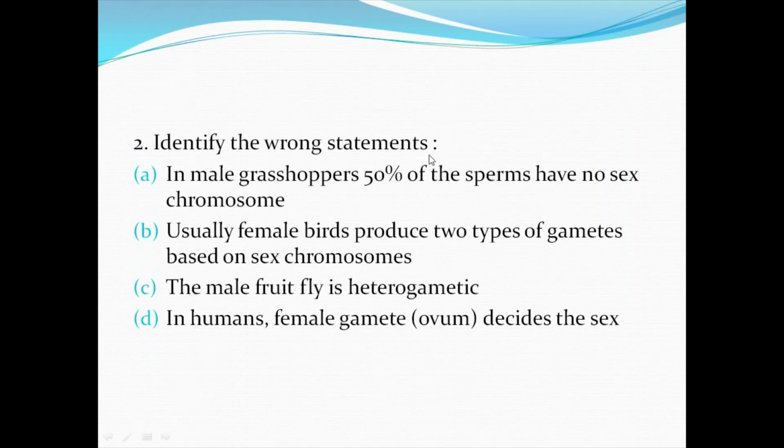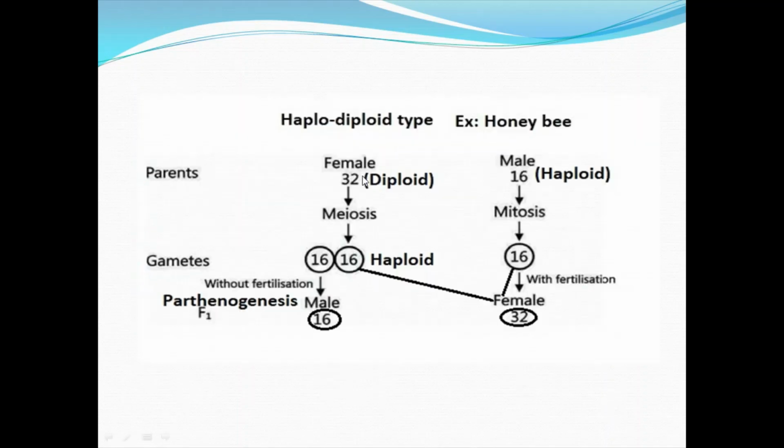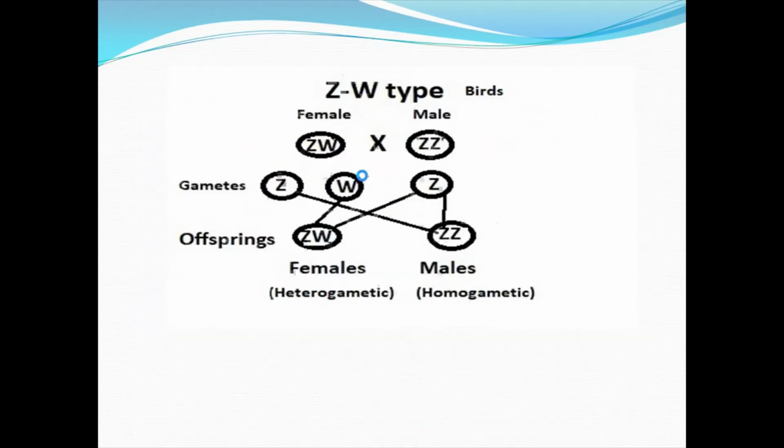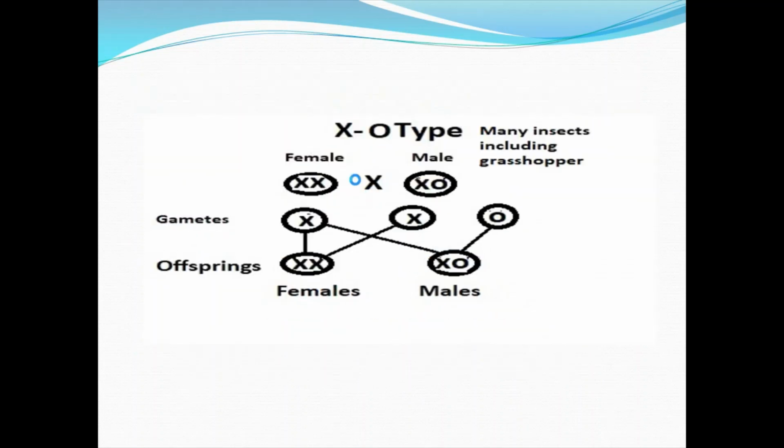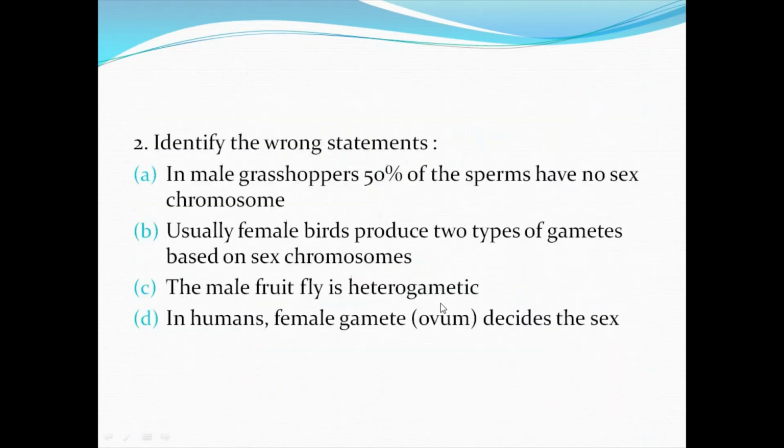Identify the wrong statements. In male grasshoppers, 50% of the sperms have no sex chromosome. That is, the X chromosome is absent in 50% of the sperms. It is found only in 50% of the sperms in grasshopper. So this statement is correct. 50% of the sperms have the X chromosome and the remaining 50% do not. So this statement is correct.